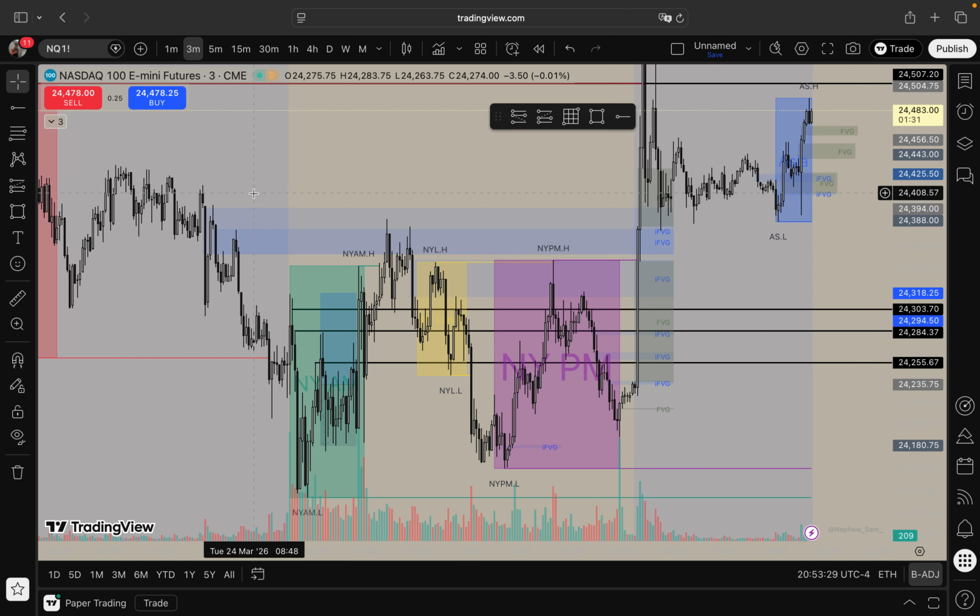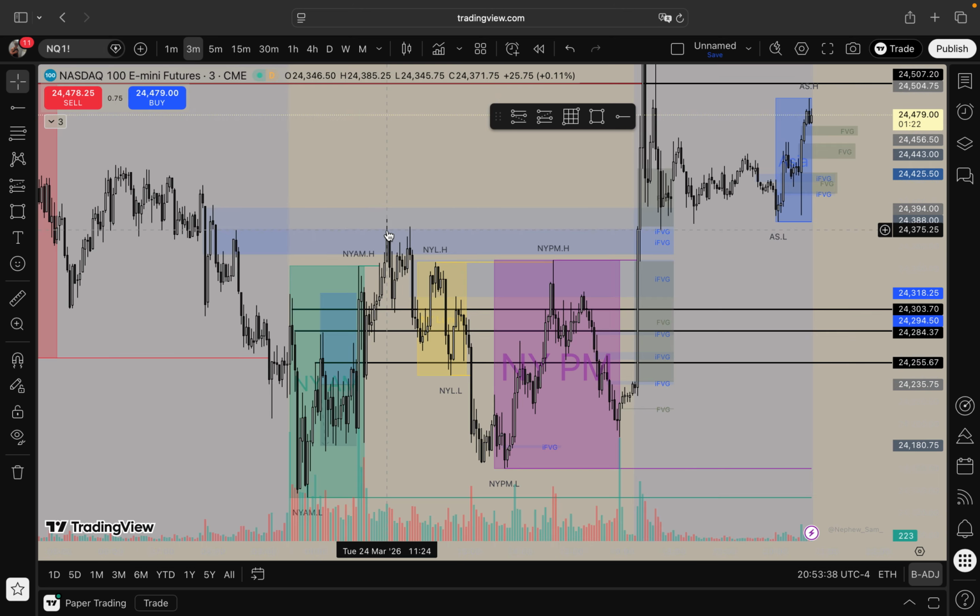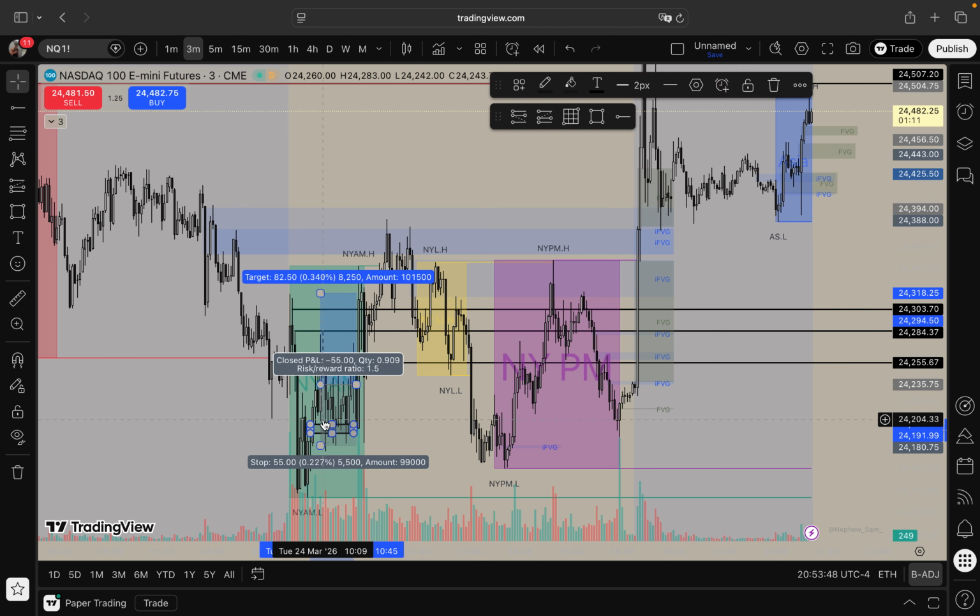So what did I enter off of? 5-minute liquidity sweep. 3-minute IFVG, which was my confirmation. Now I need a continuation. What did we have? 3-minute fair value gap. Literally got barely touched right here.